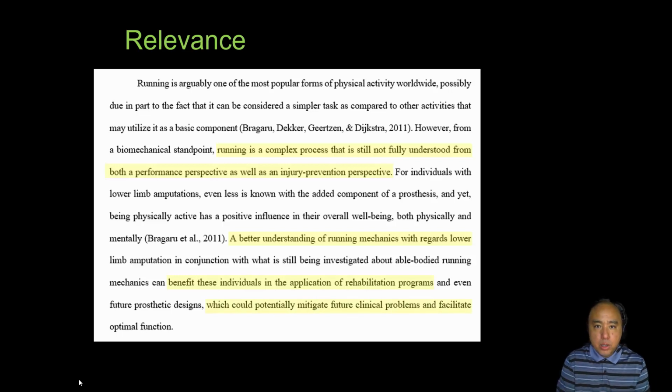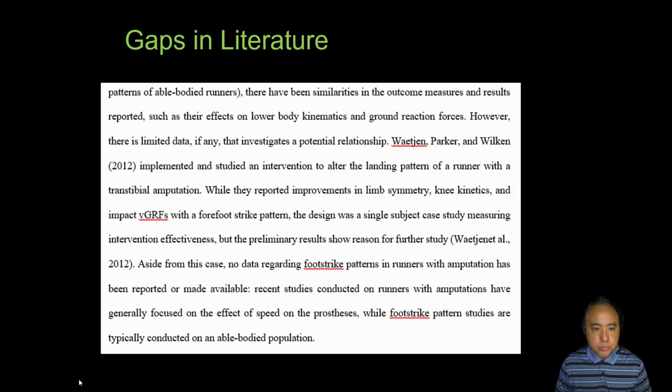Every good introduction should start off with a broad statement of the activity that you hope to examine, and discuss potential benefits of your research in conjunction with what's already out there in the current literature. So that is the clinical relevance.